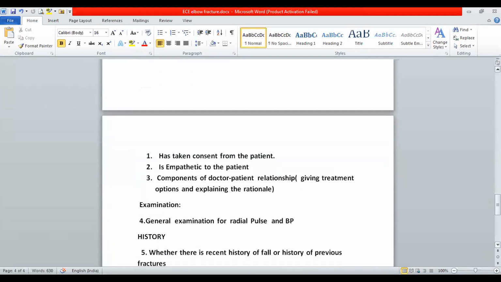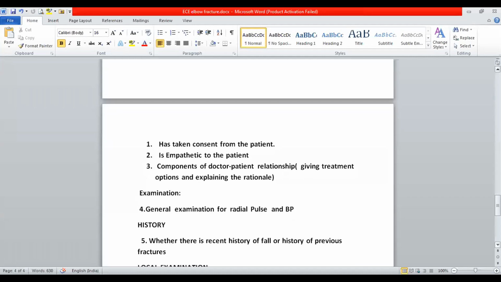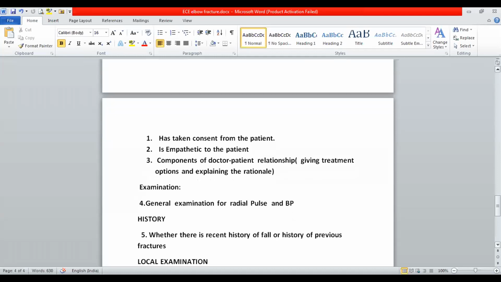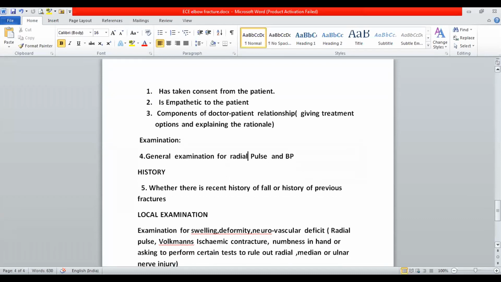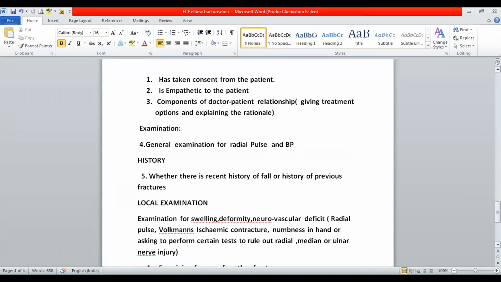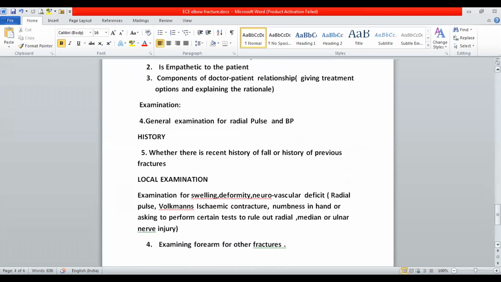And then the examination part will consist of general examination and local examination. In general examination, basically the students have to observe for the radial pulse, as brachial artery may be injured in this kind of fracture, and pulse and BP measurement students usually learn in physiology, so it can be taken. Then in the history taking part, the students have to observe whether the doctor has asked about recent history of fall or history of previous fractures.